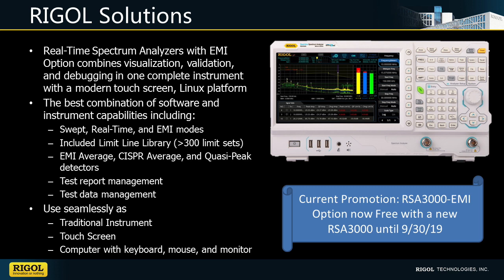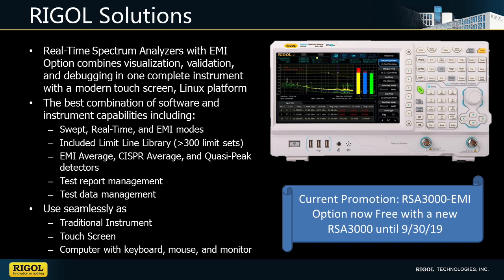It also enables your EMI average, CISPR average, and quasi-peak detectors that you can use for a number of pre-compliance setups. With test report management and test data management, you're really able to archive all of your data, compare traces, and compare limit lines to get as close as you need to for confidence that you'll eventually be able to pass a full compliance test.